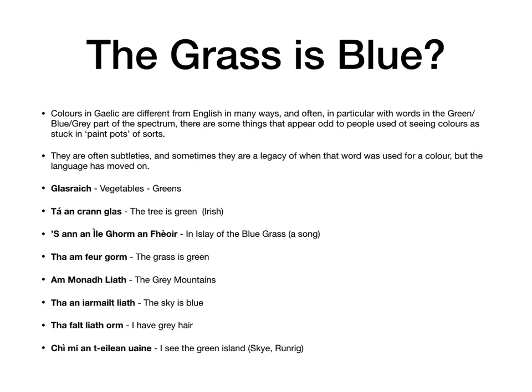Now, glasrich is the Gaelic for vegetables. And, obviously, some people refer to vegetables in English as their greens. And that's really what vegetables are in Gaelic. They are the greens. And glass gets used for green in Irish. So, for example, in Irish, they would say tartan crown glass. Like, tree is green, okay?